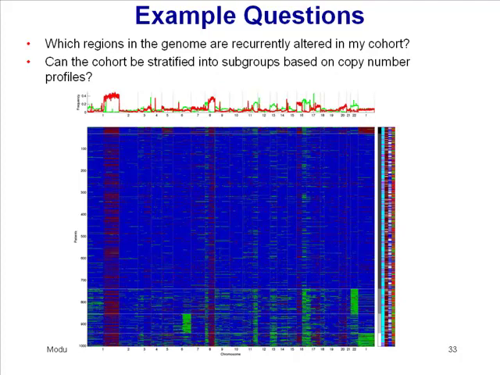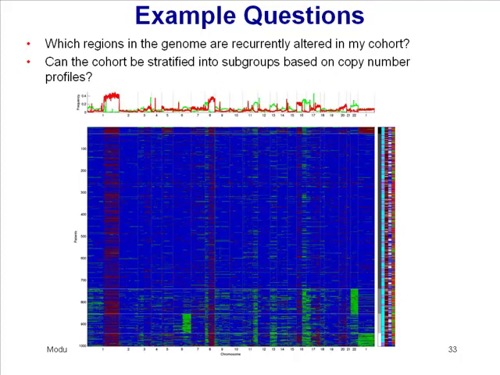This is a heat map representation of copy number changes. The red indicates amplification, so extra copies of DNA. The green indicates loss. And so you can summarize across this patient cohort. Each row represents a patient. And you can see that chromosome arm 1Q is recurrently amplified in almost 40 to 50% of the cases. This is a breast cancer data set, by the way. And 8Q is amplified as well. These are known patterns that occur.